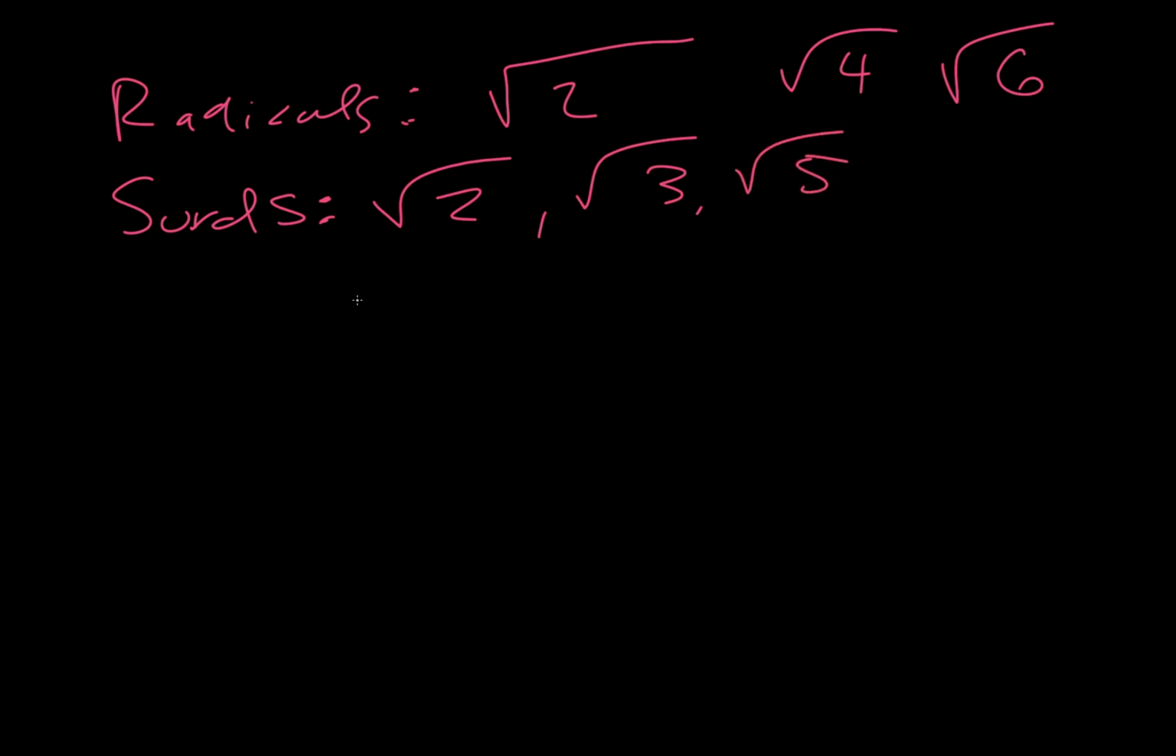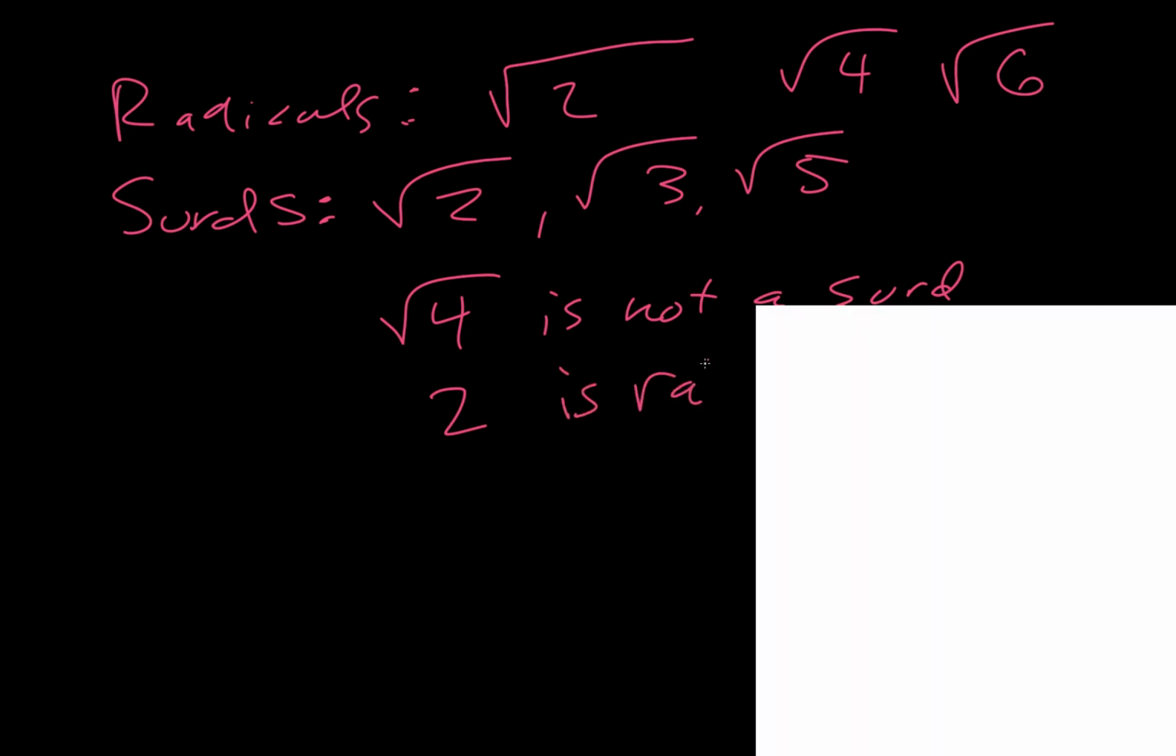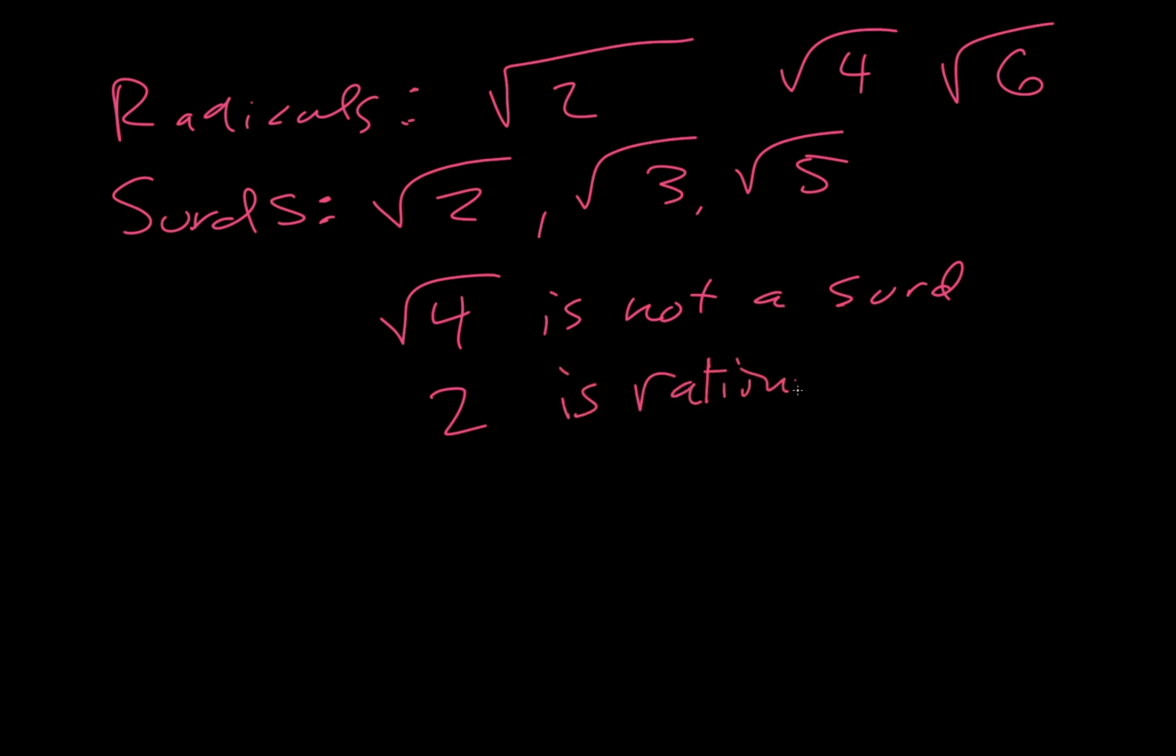So for example, square root of 4 is not a surd, because that is a rational number, the number 2. And that's probably all we need to talk about before we do this first example. So let's go to example number 1.